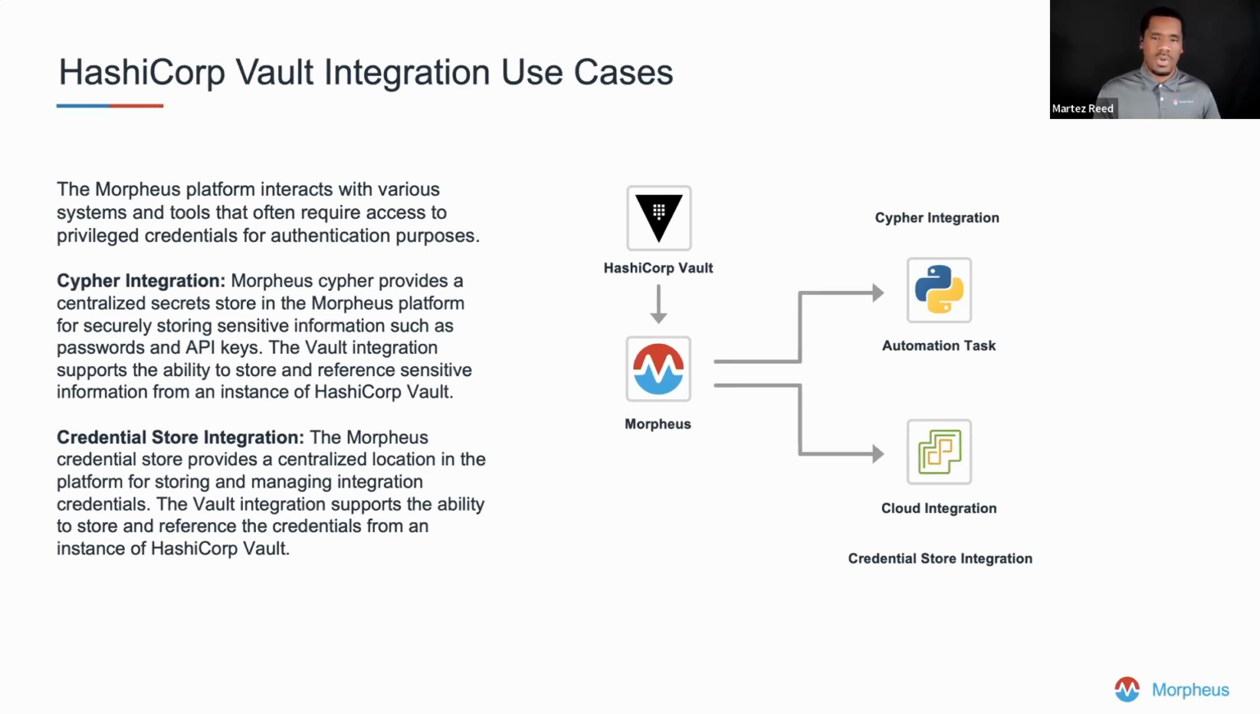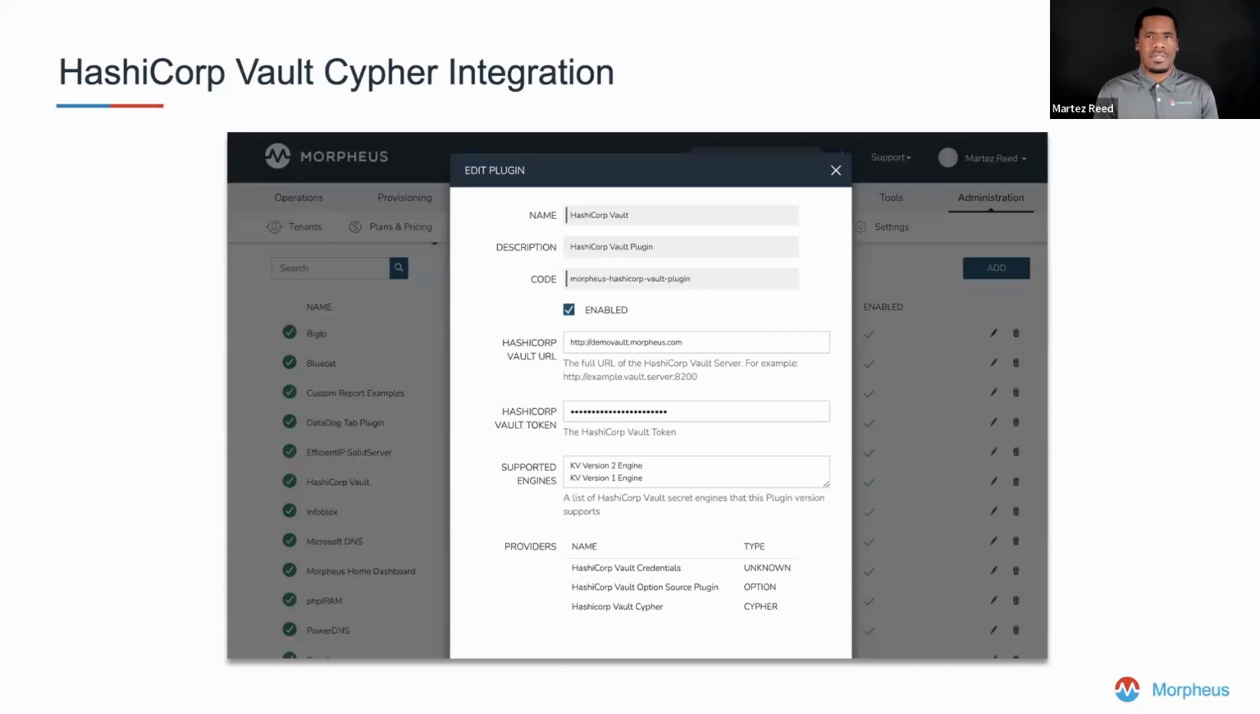So there are two ways to leverage HashiCorp Vault within the Morpheus platform from a native integration perspective: the Cypher integration, as well as the credential store integration. Let's take a look at what some of those look like.